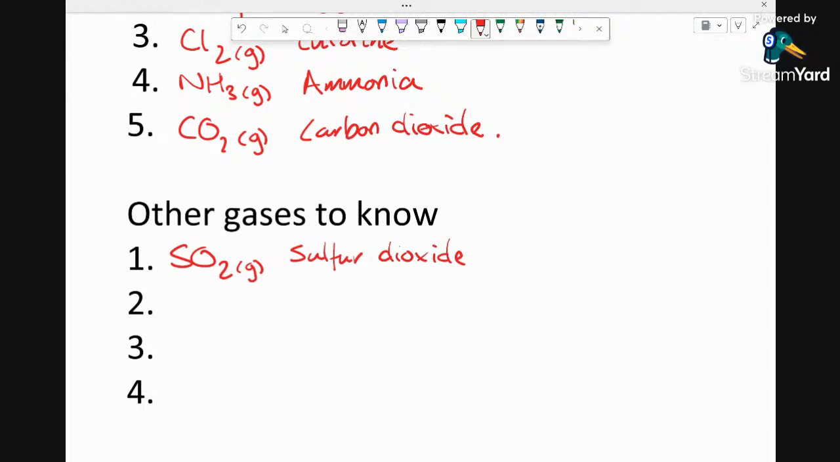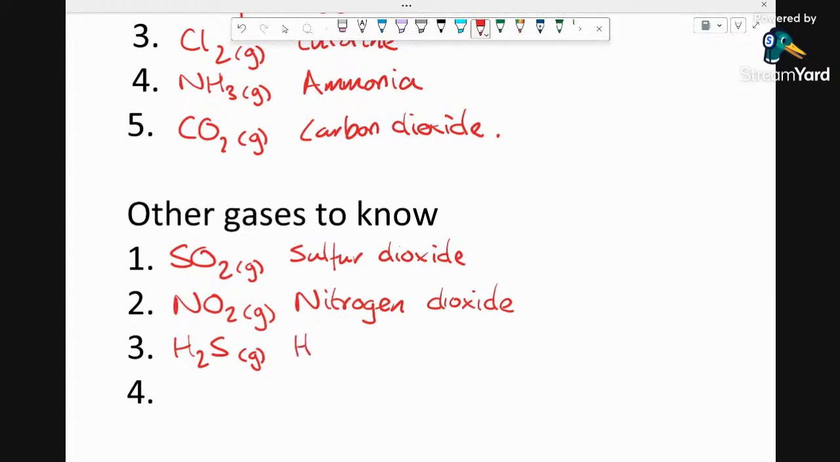And what they were doing is a clever trick where they gave you the equation and then asked you to give what the observation would be. So that would be one to talk about as well. We also have NO2, nitrogen dioxide. These are all nasty gases, by the way. Next one, H2S, hydrogen sulfide. Nasty, nasty gas.